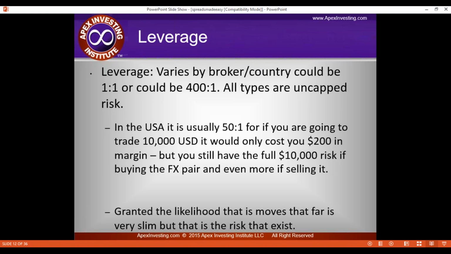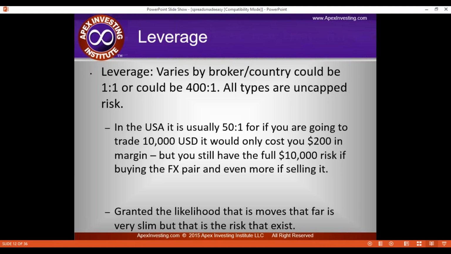Now let's talk about leverage. What is leverage? Well, leverage can vary by the broker or the country that you're in. Leverage could be 1-to-1 or it could be 400-to-1. But all types are uncapped risk. In the United States, it's usually 50-to-1. So if you're going to trade Forex, for example, if you're going to trade 10,000 US dollars, it only costs you about $200 in margin. You only have to put up about $200 to be able to enter a trade on 10,000 US dollars in Forex. But you still have the full $10,000 risk if buying the FX pair, and even more if selling it.